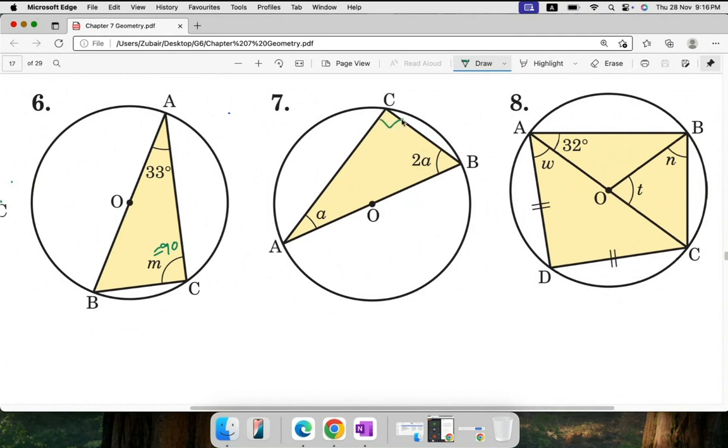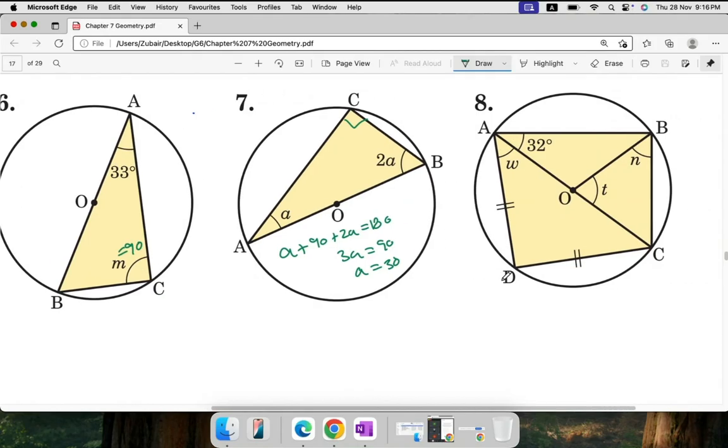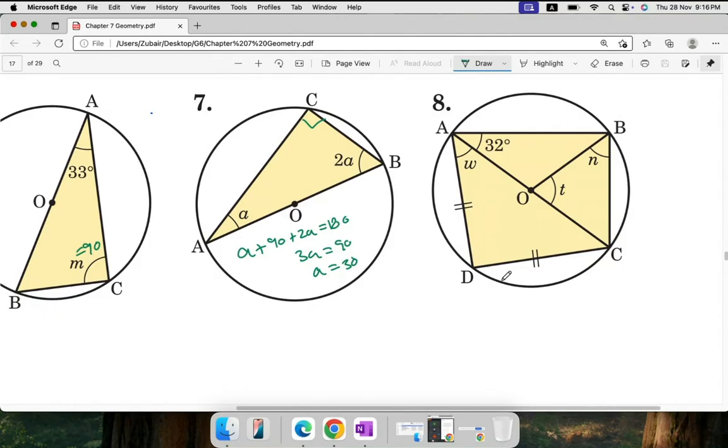Yes, A is 30. This is 90. So sum of all these is equal to 180. A plus 90 plus 2A is equal to 180. 3A is equal to 90. A is equal to 30. Question number 8. Go for T first. You can get T without working directly if you just figure out the property.